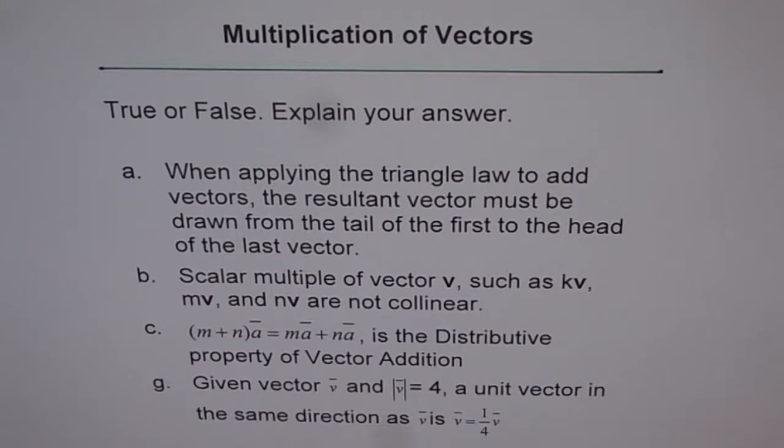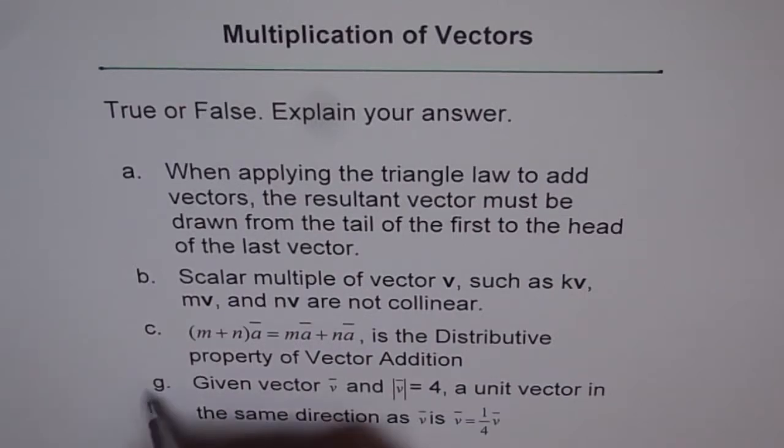Question number B is, scalar multiple of vector v such as k times v, m times v and n times v are not collinear. C. (m plus n) within brackets times vector a equals m times vector a plus n times vector a is the distributive property of vector addition.